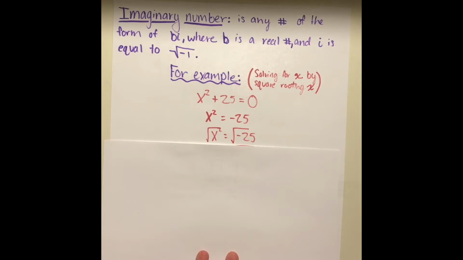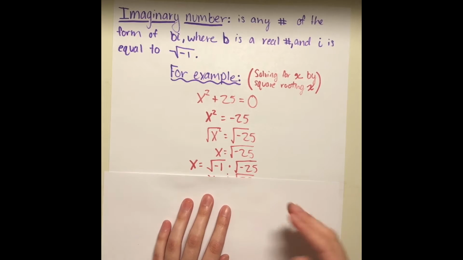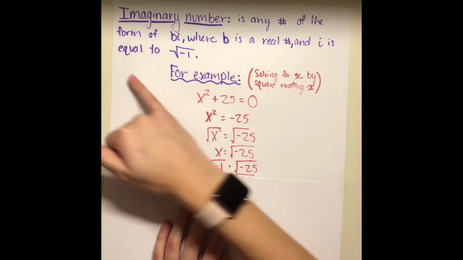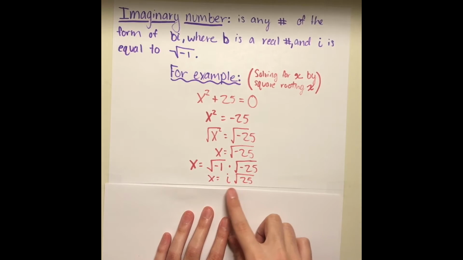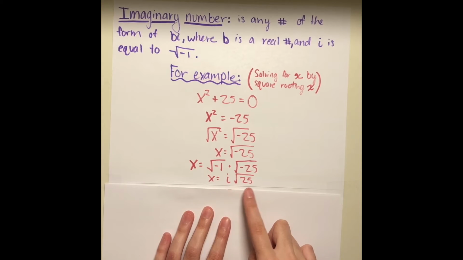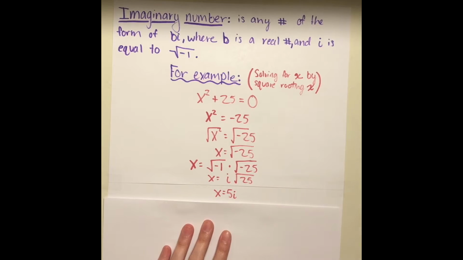The way you do that is, since i is equal to the square root of -1, we can say that the square root of -1 times the square root of 25 would be i times the square root of 25. And we know the square root of 25 is 5, so that gives us x equals 5i.